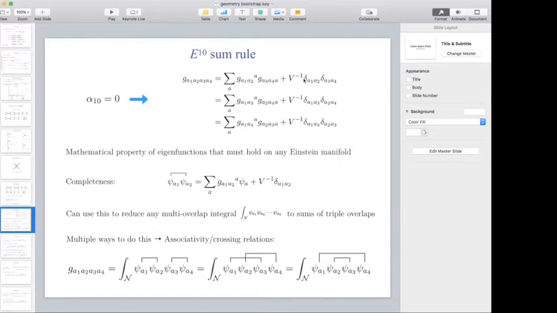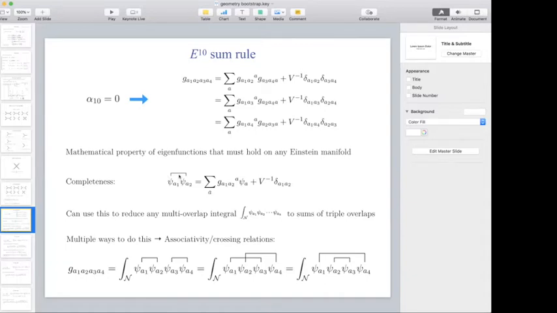So we can see where this statement comes from. If I have a product of eigenfunctions like this here, that product, if I'm talking about the scalar eigenfunctions, is again just a scalar. And because of completeness of the eigenfunctions, I can expand that scalar in terms of eigenfunctions again.